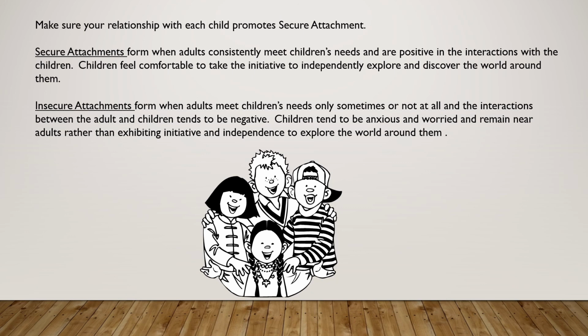With insecure attachments, these form when adults meet children's needs only sometimes or not at all, and the interactions between the adult and the children tend to be negative. Children tend to be anxious and worried and remain near adults rather than exhibiting initiative and independence to explore the world around them when they're insecurely attached. So in this way, we can be very proactive in helping children develop the skills they need to learn by forming secure attachments with them.